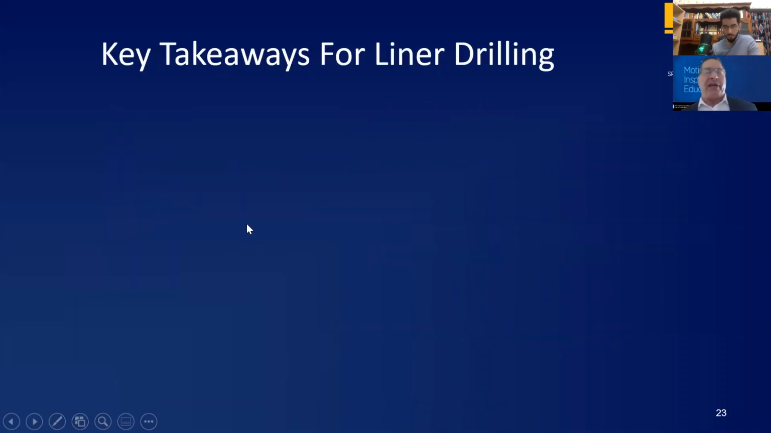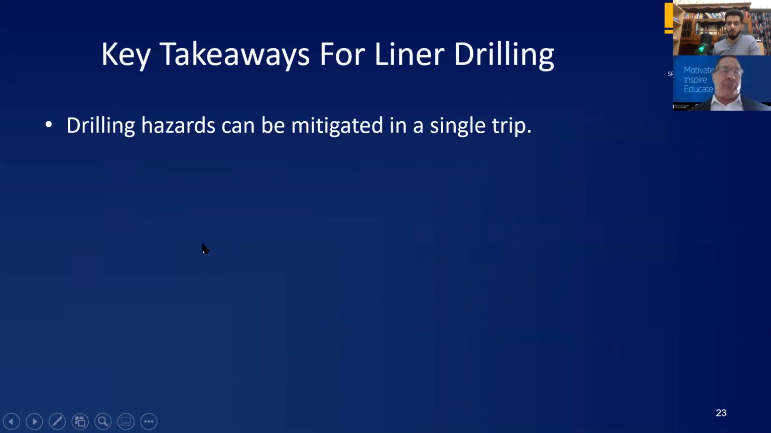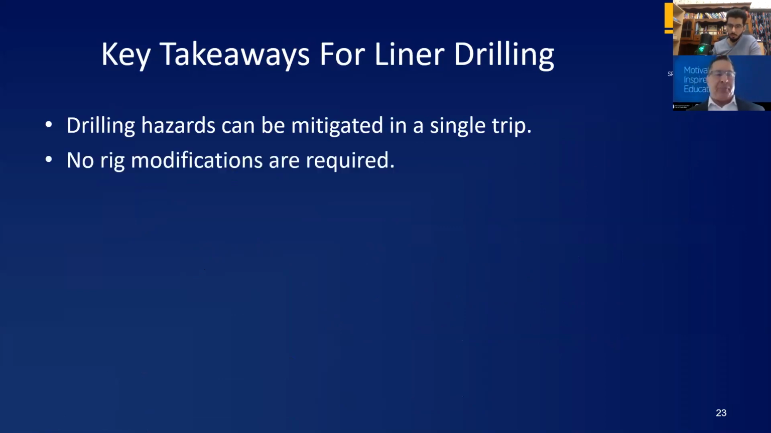So what are the key takeaways for liner drilling? Drilling hazards can be mitigated with a single trip, as shown in these examples I showed you. No rig modifications required. This is a big deal, because why do you want to have to change something on the rig just to put your tool in the hole? You want everything to be compatible as best as possible with the rig that you're going out to run this in.